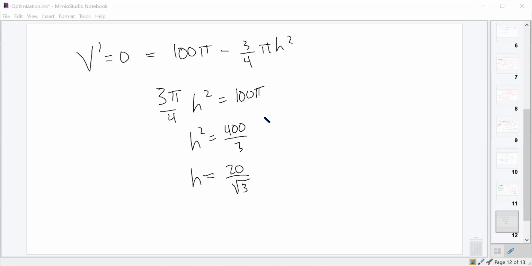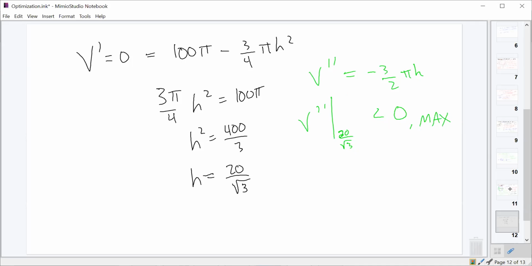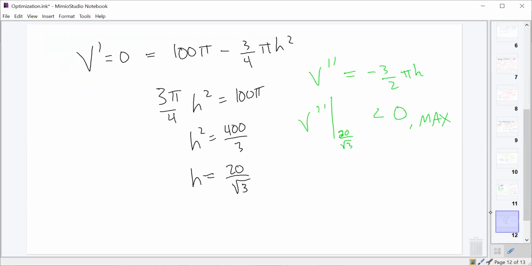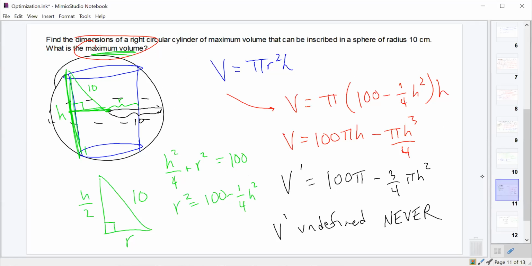Okay. So we got two options. One is a sign chart to prove it's a max or a min, and the other is a second derivative test. And since this one has such an easy second derivative to find, I would suggest that v double prime is equal to negative 6/4 or negative 3/2 pi h. And if we evaluate v double prime at a positive number, 20 over root 3, what do we get? We get a negative number, so it's less than 0, which tells us this is a max. That's what we wanted, was a maximum volume. So our maximum volume occurs at h equals 20 over root 3 centimeters.